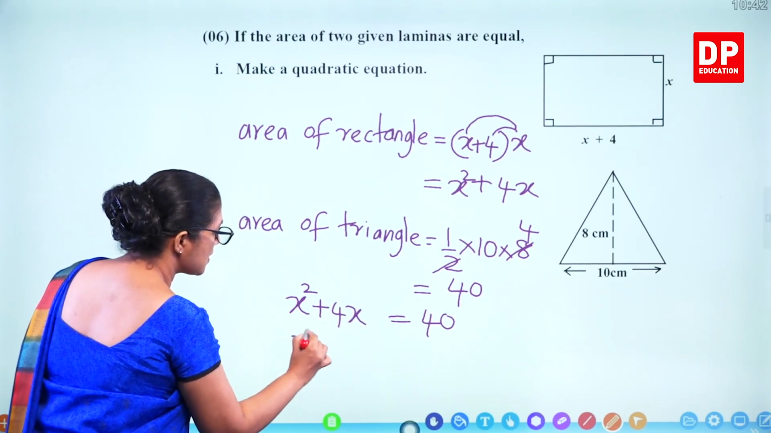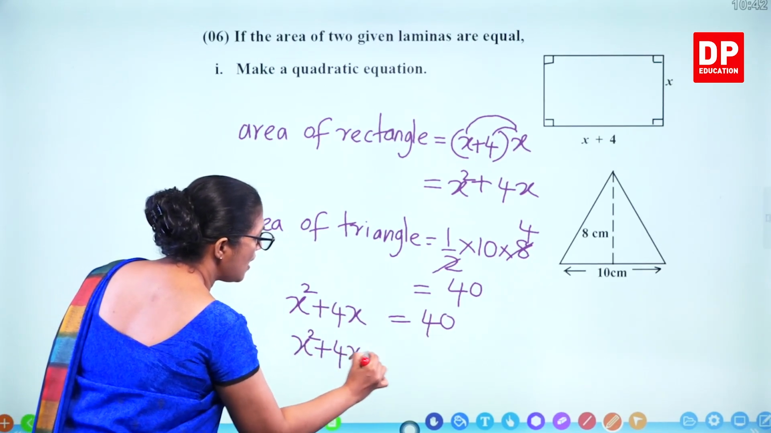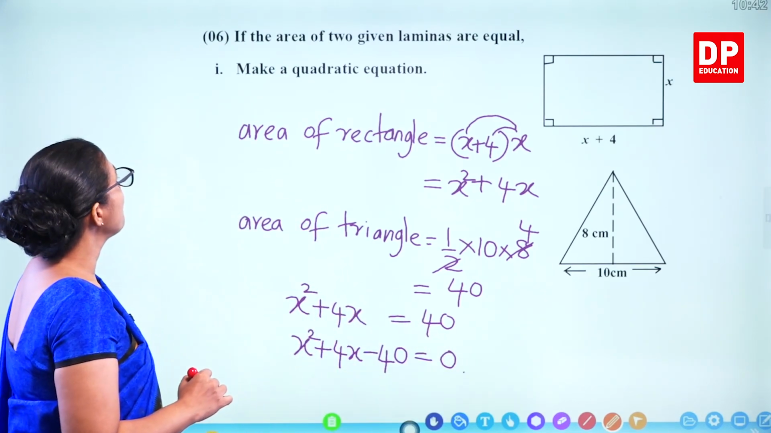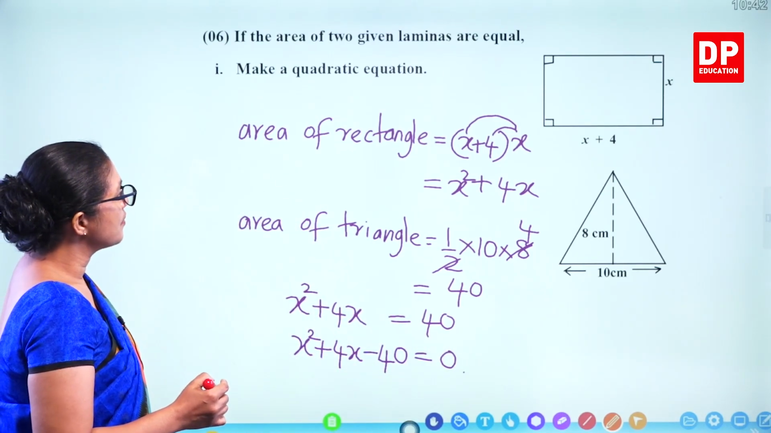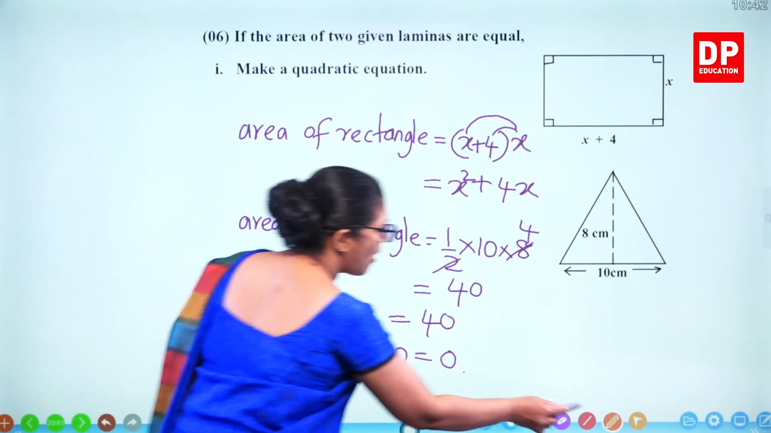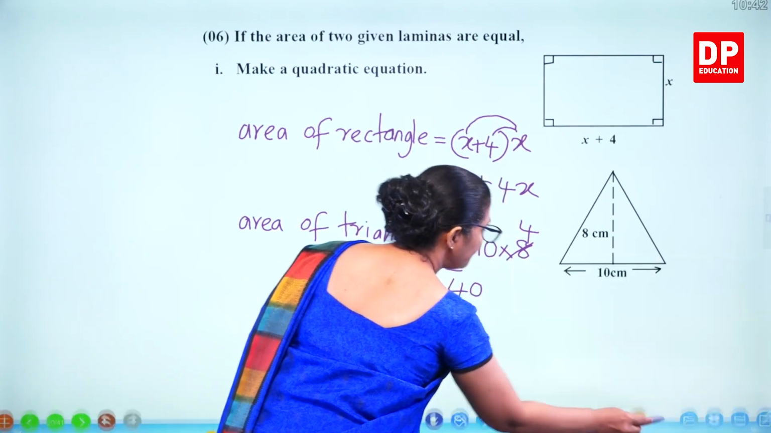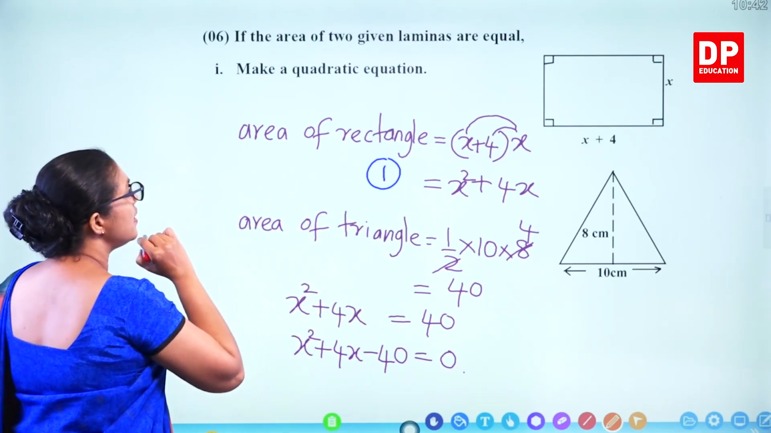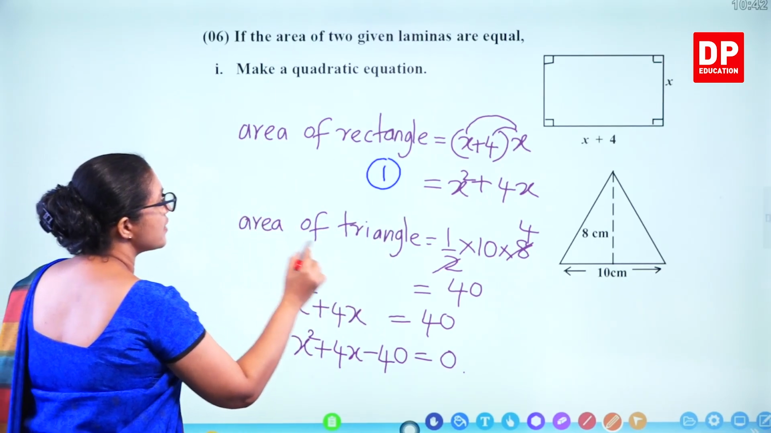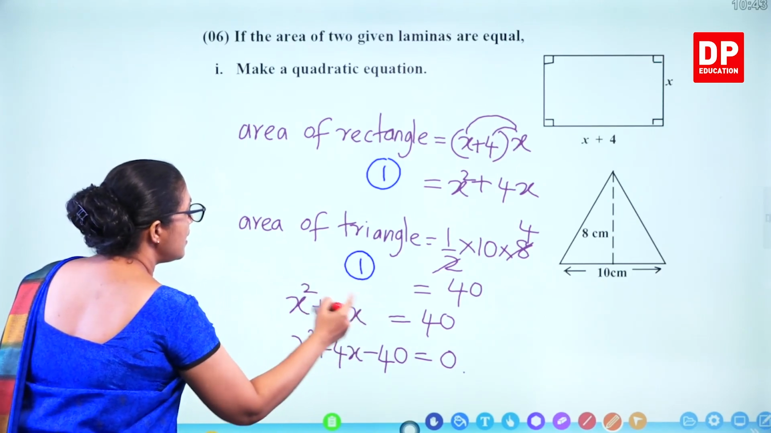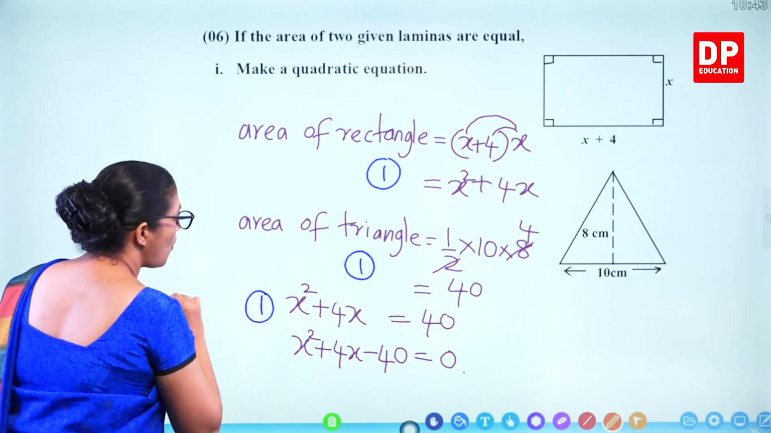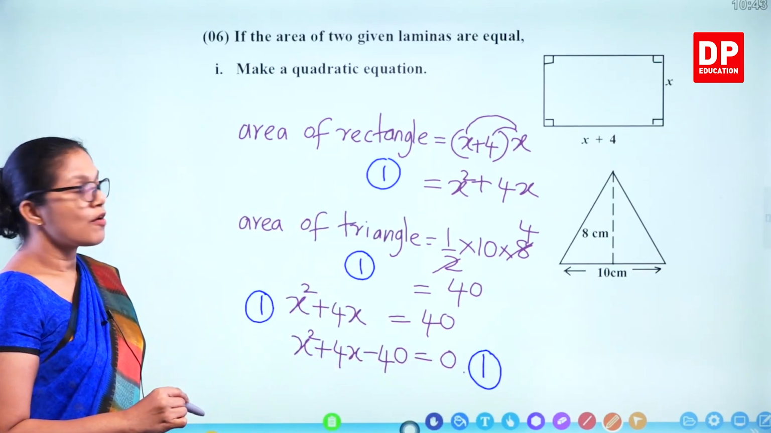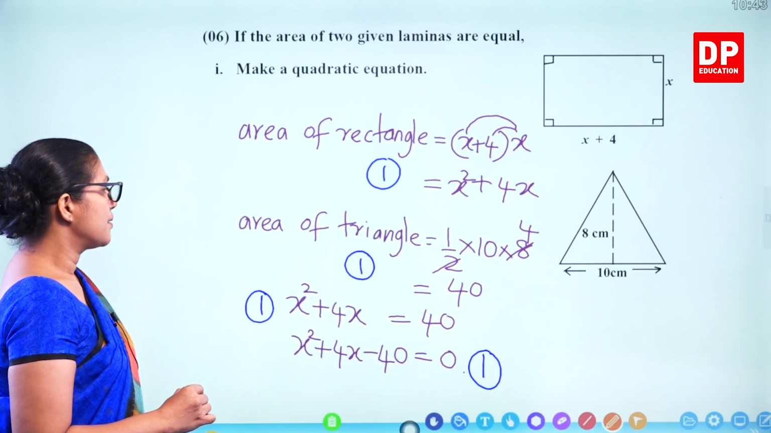Take 40 to this side and you can write down the quadratic equation. So you get marks for this step. Make a quadratic equation. So we'll give marks for this step. 1 mark for writing the area of the rectangle, 1 mark for the area of the triangle, equating 1 mark, and getting the equation, 1 mark. 4 marks you can get.